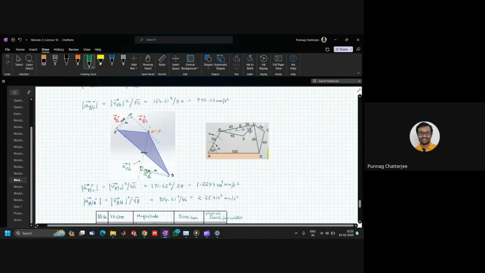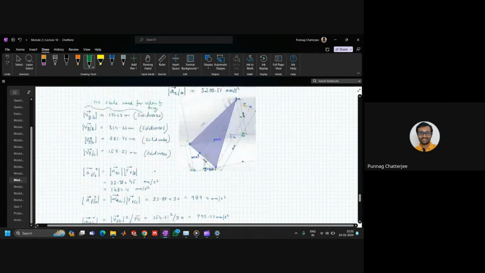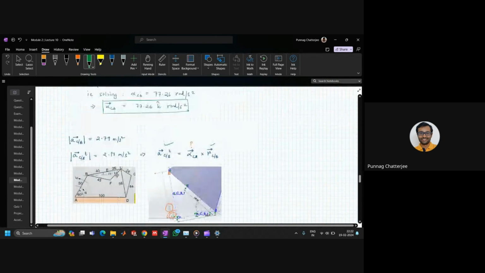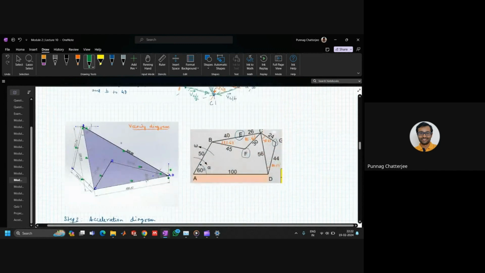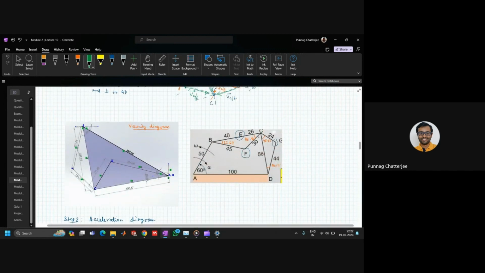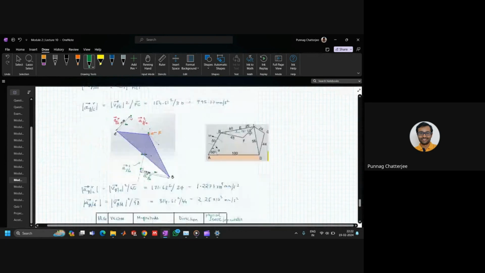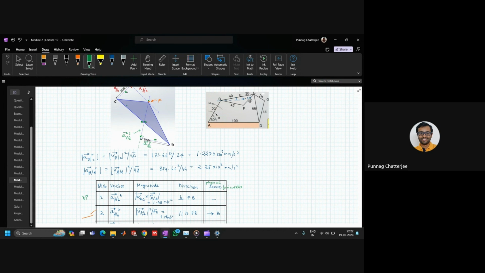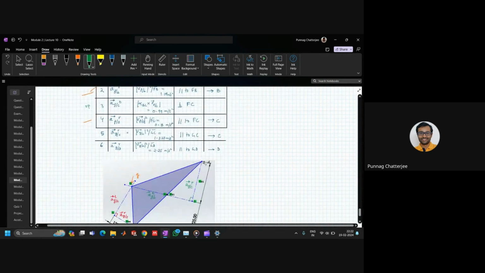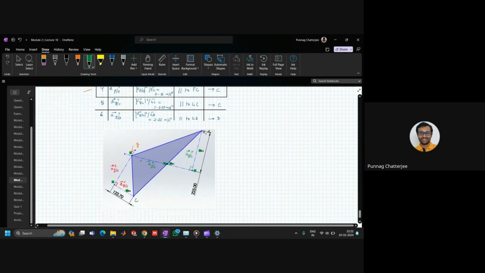Now, if you measure this angle, which is FCB, and go back to the original diagram, FCB in this configuration diagram is 35.32. This FCB should also be equal to 35.32. So this is a sanity check, a verification of the method. And the same thing we can do for finding the G point.